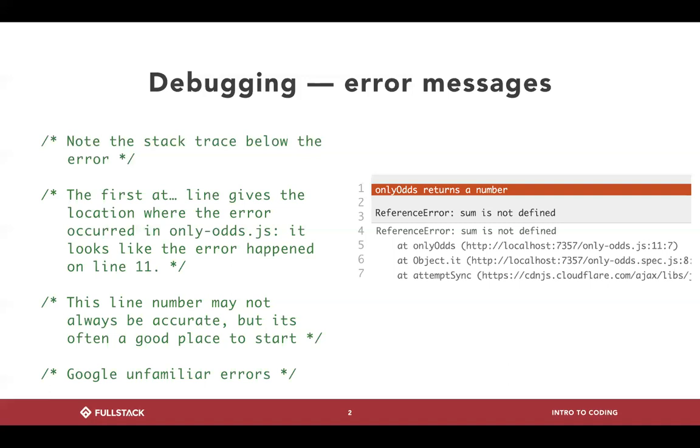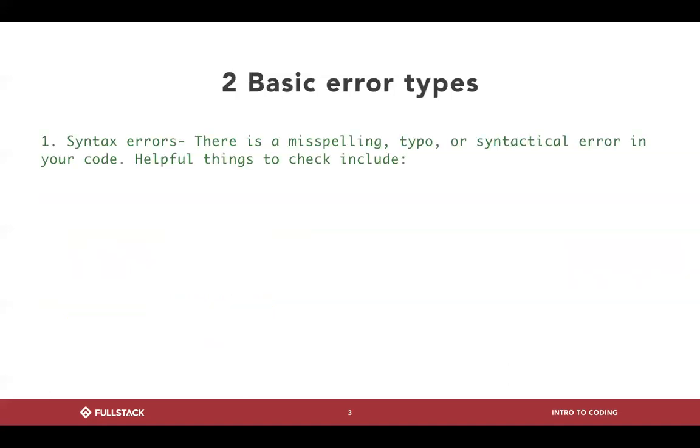And one of the best things that you can do for unfamiliar errors is Googling them. Google's really great at finding other people who may have had the same problem as you. So there's a couple of different basic error types. These are the types of errors that you might see.